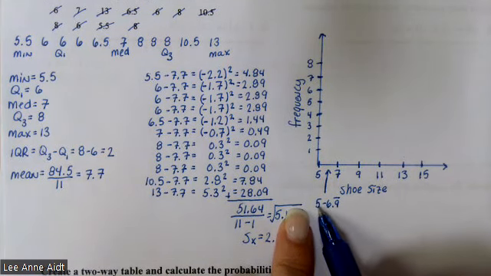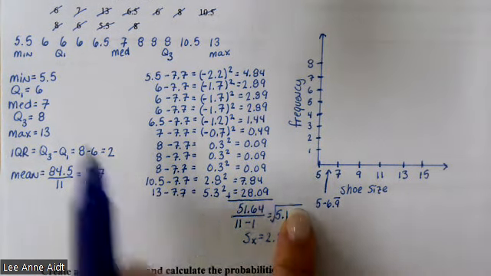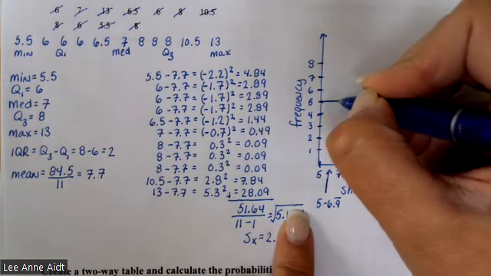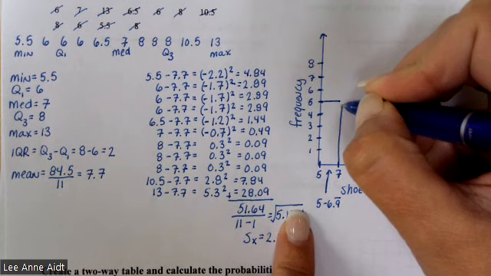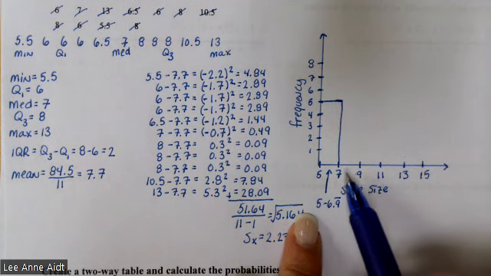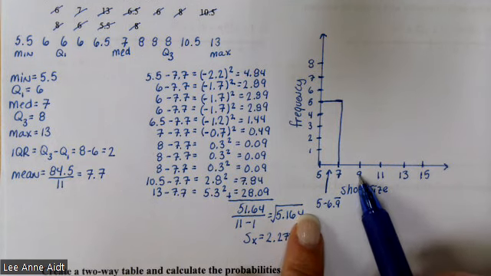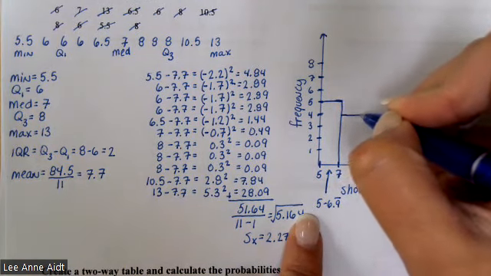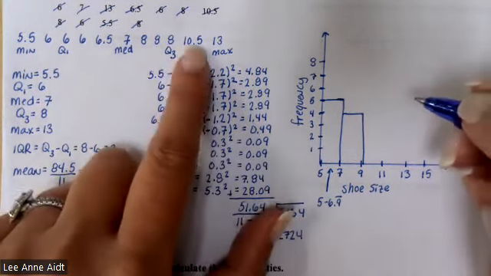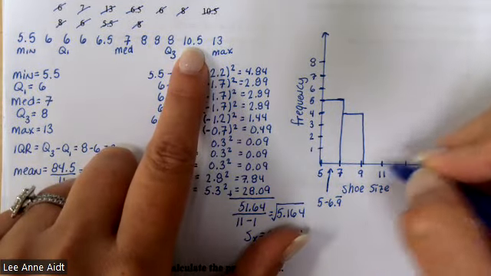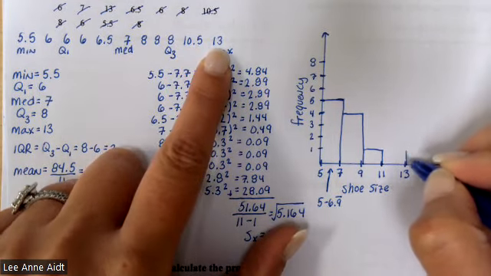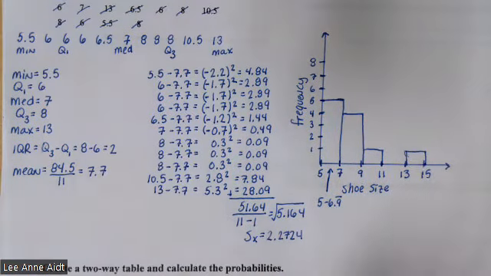How many do I have that are between 5 and 6.9 repeating? 1, 2, 3, 4, 5. Okay, how many do I have that are between 7 and 8.9 repeating? 4. Okay, and then it looks like we have 1 in the 9 through 10.9 repeating. And then we have 1 in the 13 to 14.9 repeating.